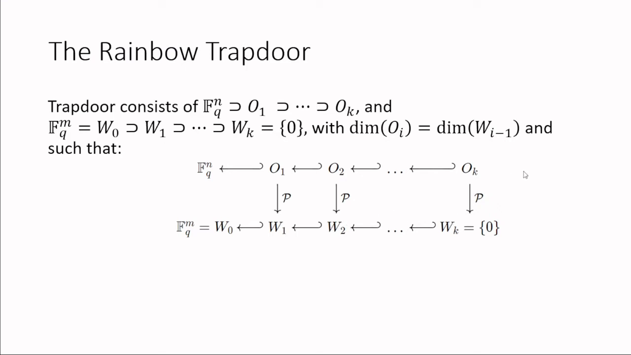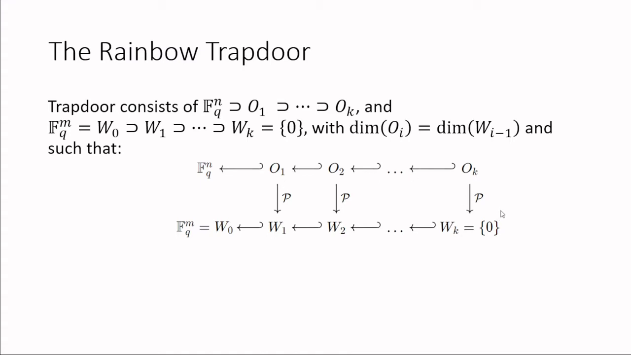This property is just a generalization of the oil and vinegar trapdoor, because if you put K equals 1, then there's just one O, and P sends O into W1, but W1 is just the trivial space with only the zero vector. So this is exactly the scenario that we were in with UOV, so just one space and P vanishes on that space.